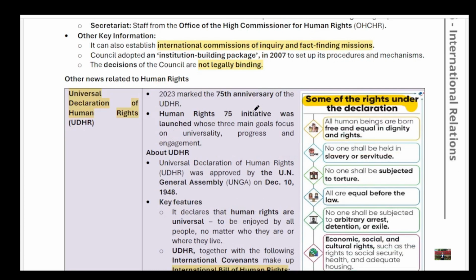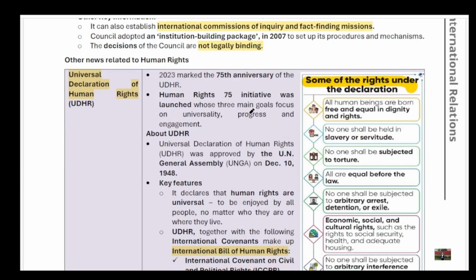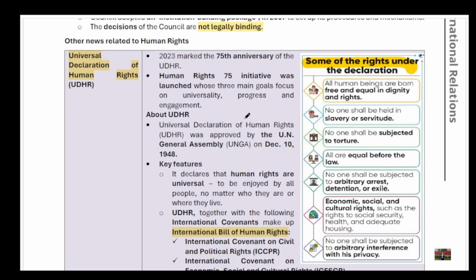But majority of the time that is not the case. So what are some of the important treatises related to human rights? All right. So there is one very famous treatise known as Universal Declaration of Human Rights.